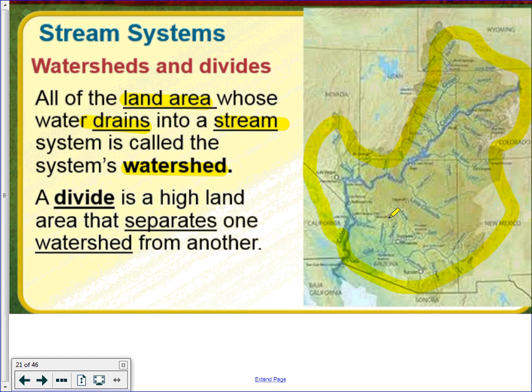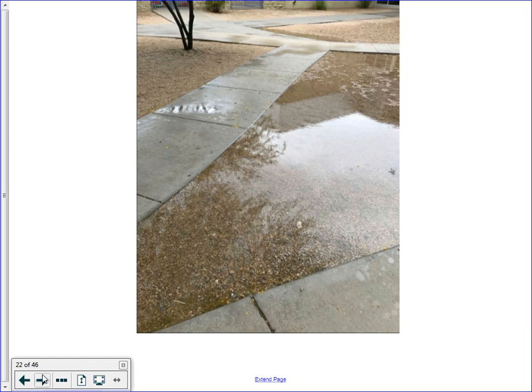Now the areas between watersheds are a divide. So divides separate different watersheds. Obviously if it rains in Ohio, that runoff isn't going to join the Colorado River. There's a different watershed for that. So I remember that as a shed. A shed is a place that holds your landscaping tools. It keeps something. So a watershed is an area where the water is held for that river.